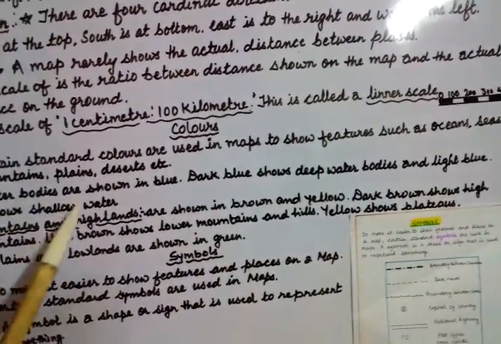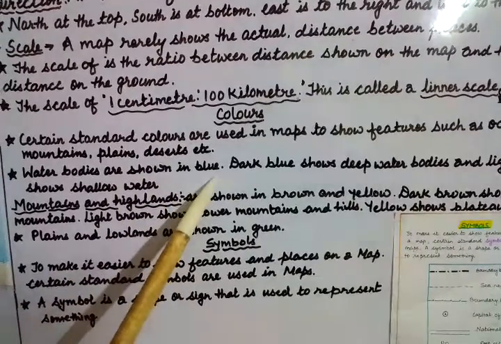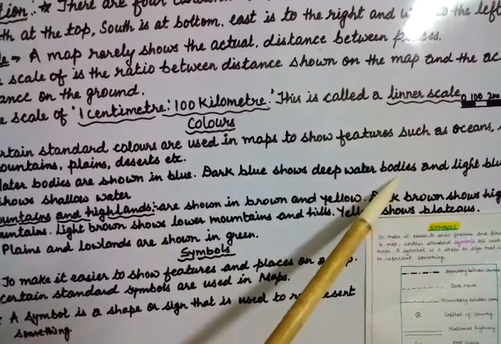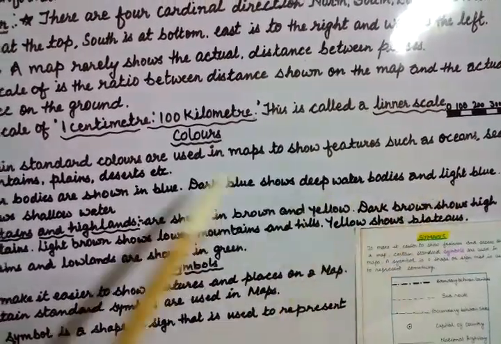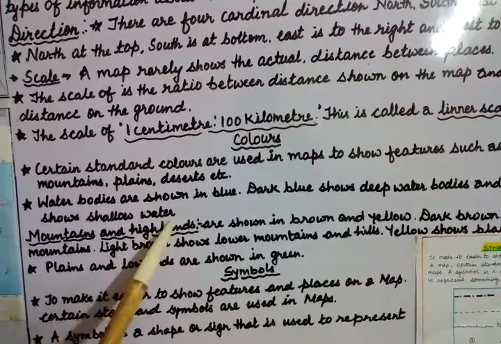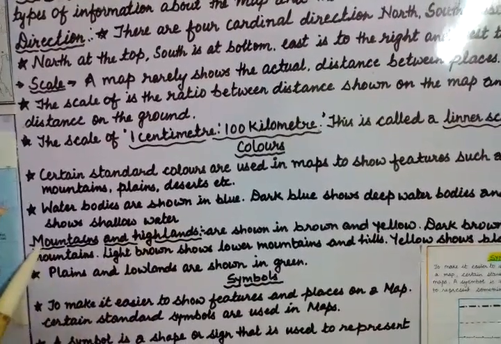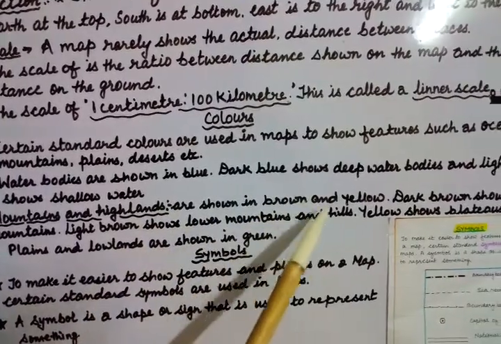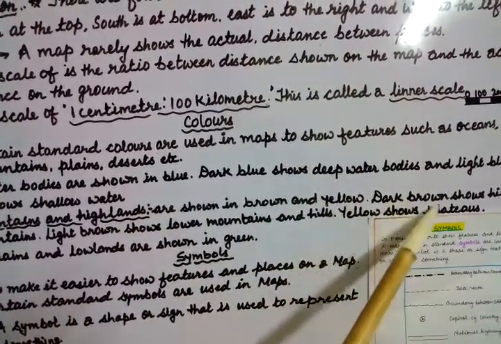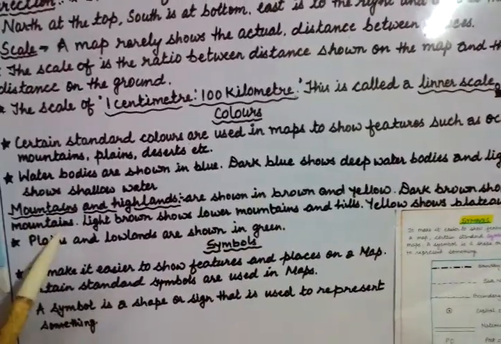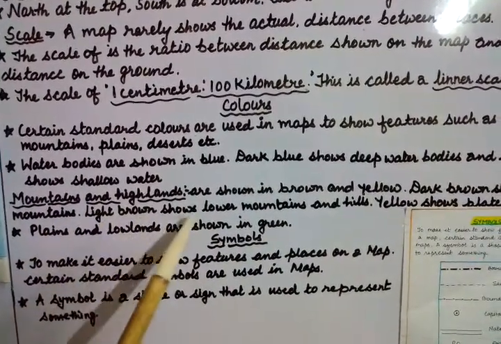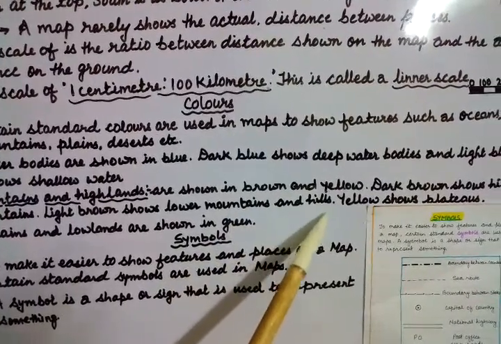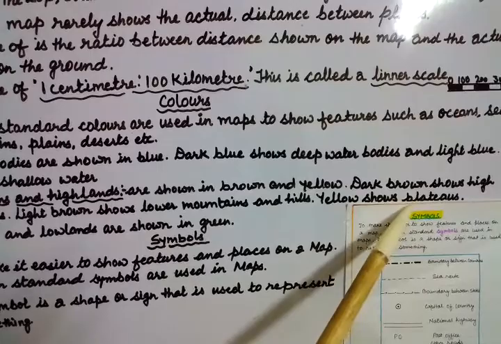When we show water bodies, we always show them with a blue color. Dark blue shows deep water bodies like oceans and seas, and light blue shows shallow water like a pond or a stream. After this, mountains and highlands are shown in brown and yellow color. Dark brown shows high mountains like the Himalayas. Light brown shows lower mountains like the Shivalik ranges and hills. Yellow shows plateaus.